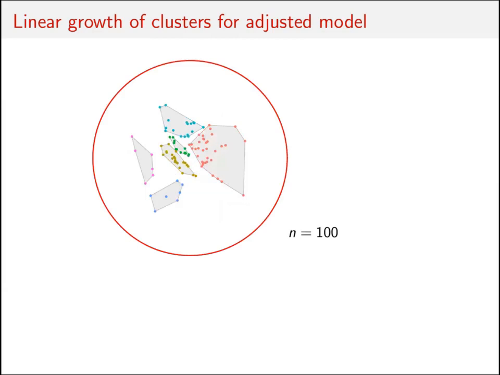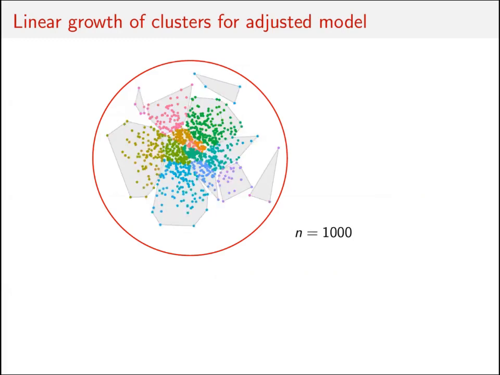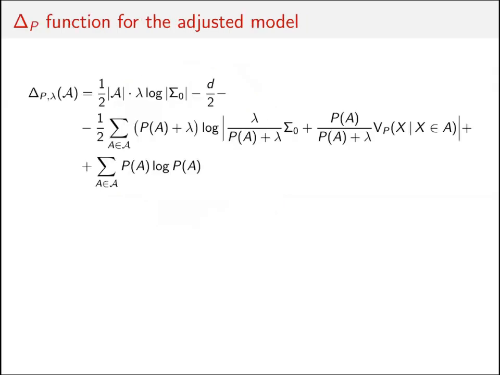But unfortunately, even in a more restricted setting, namely you assume that the whole data set is bounded, although you've got infinitely many points, all of them are within some ball. Within this context, we are able to prove that in this adjusted model, when you adjust the concentration coefficient linearly, the size of clusters in the MAP partition grows linearly with the number of observations.